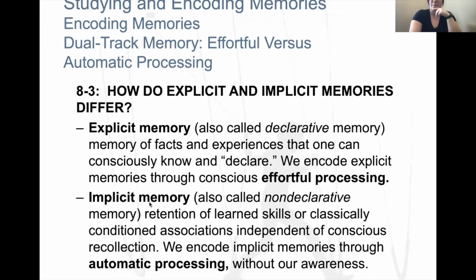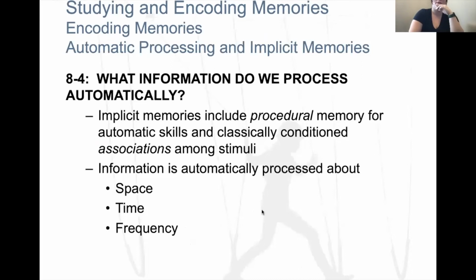An implicit memory is a non-declarative memory. It's implicit memory retention of learned skills or classically conditioned associations independent of conscious recollection. So we encode implicit memories through automatic processes or processing without our awareness. So these are things that we do not think about anymore. They just automatically happen. So implicit memories include procedural memory for automatic skills and classically conditioned associations among stimuli.